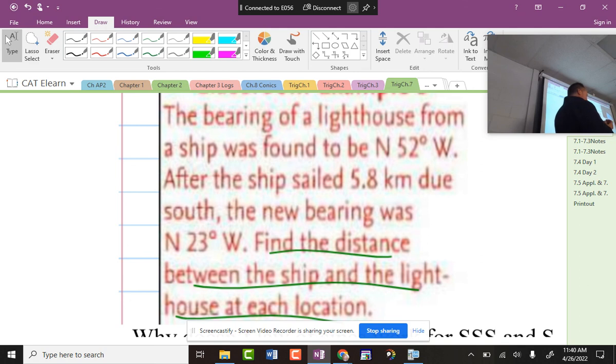I forgot to tell you the other way of doing bearing too. I probably should mention it in this one. Like what would be an equivalent bearing to north 52 west the other way?